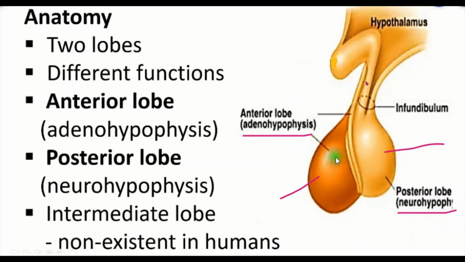Both the lobes perform different functions. Then there is the intermediate lobe, but this intermediate lobe is non-existent in humans. So only two lobes are present in human beings: the anterior lobe or adenohypophysis, and the posterior lobe or neurohypophysis, right?